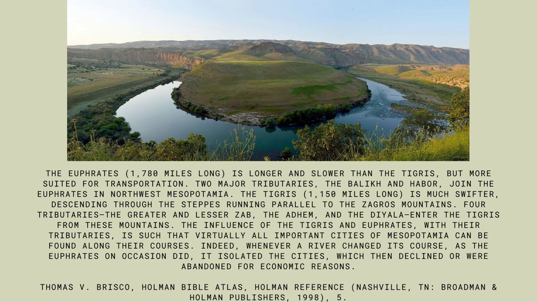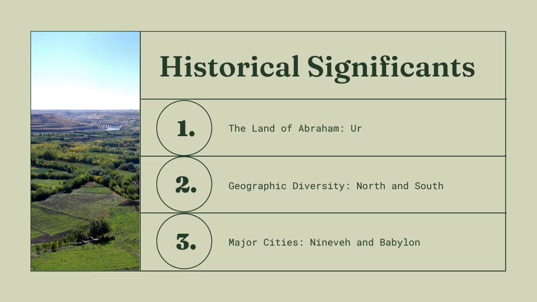So you can read that in your time as well. What is the historical significance as far as the Bible is concerned, and as far as the geography is concerned? It is, of course, the land of Abraham. We have Ur, that place where Abraham is called out from. Then you have geographic diversity, north and south. You have high mountains to the north, and then low valleys to the south going down to the Persian Gulf.